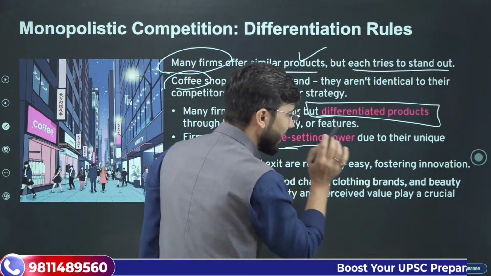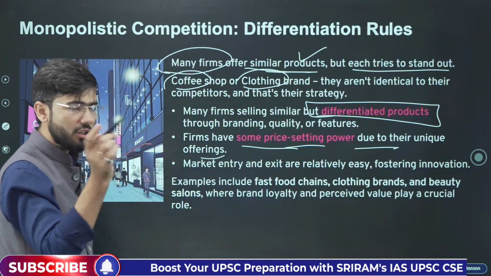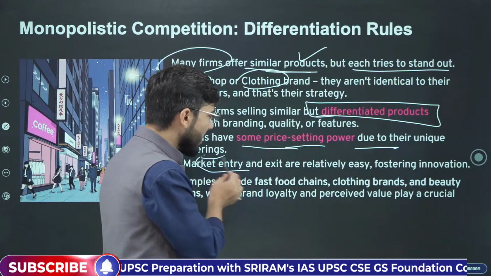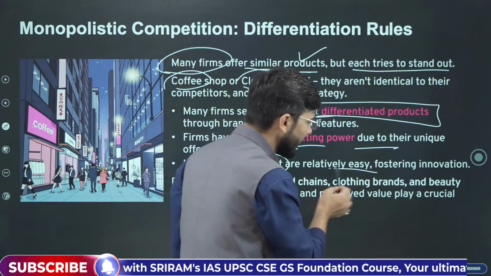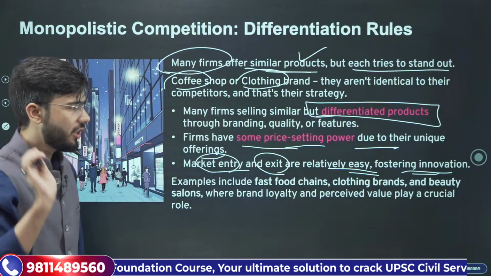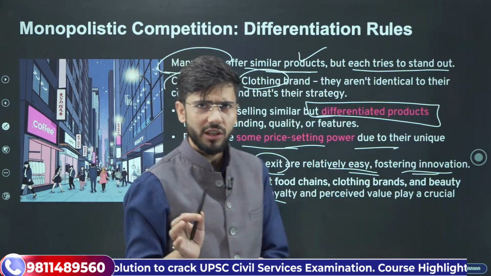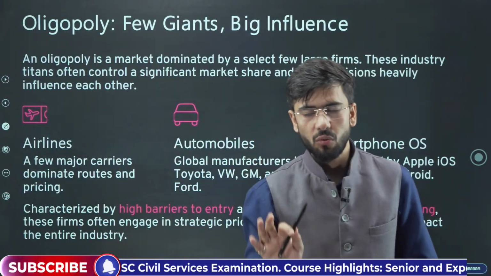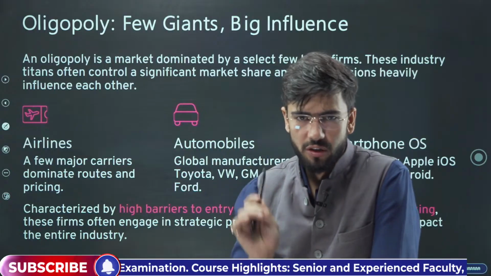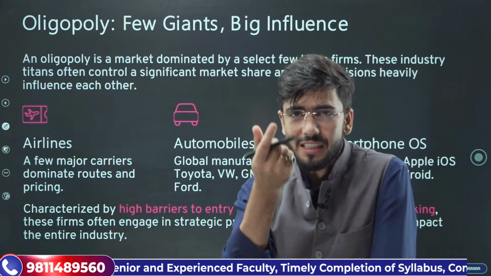Firms are setting the price due to their unique offerings. They have unique offerings. Market entry and exit is relatively easier, but yes, this provides for innovation also. There is loyalty, brand loyalty, and all other things which I already discussed. Now, one more thing is there, that is oligopoly. Oligopoly is particularly dominated by some firms.